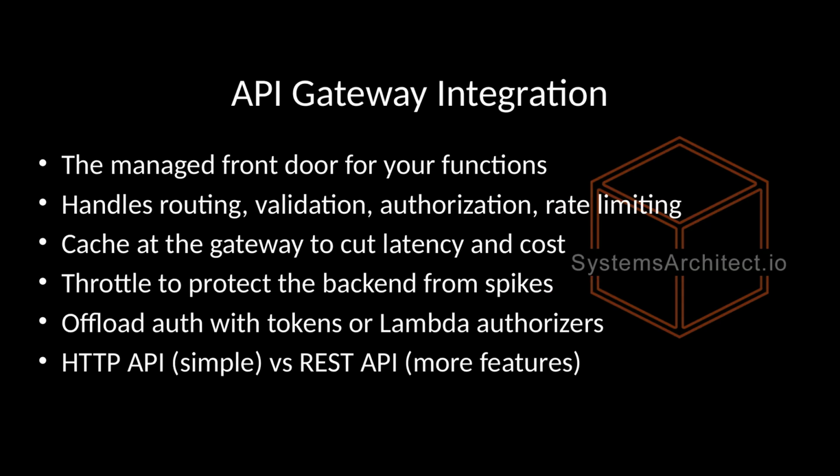8. API Gateway integration. API Gateway turns your Lambda functions into secure, managed REST or HTTP APIs, handling routing, validation, authorization, and rate limiting. Cache at the gateway to serve repeat requests without invoking your function, and configure throttling so a spike cannot overwhelm your backend. Match the API type to the job. The HTTP API is cheaper and faster for simple cases, while the REST API offers more features.